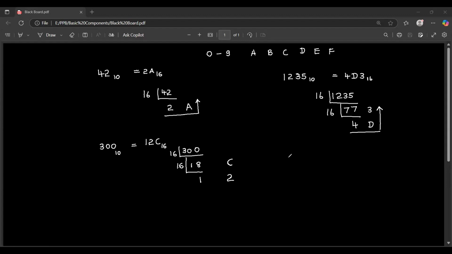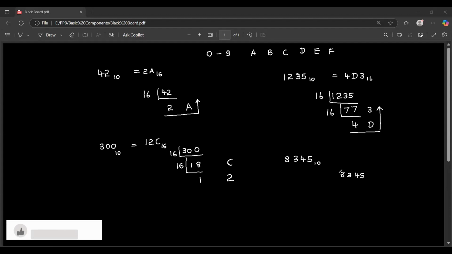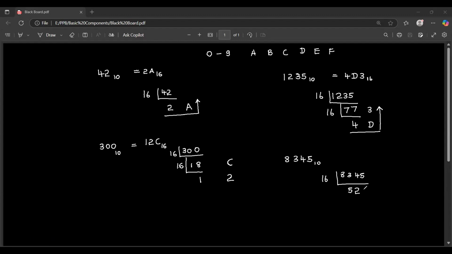What about something like 8,345 to the base 10? How can we find that? We have to divide it by 16 first. If you divide it by 16, you'll get 521, and the remainder will be 9.